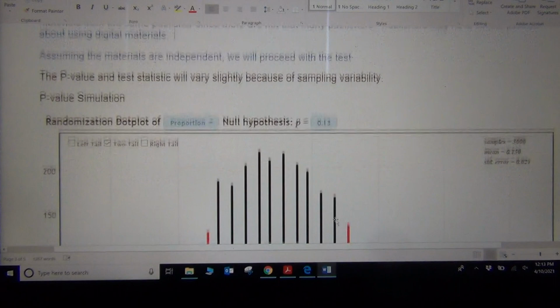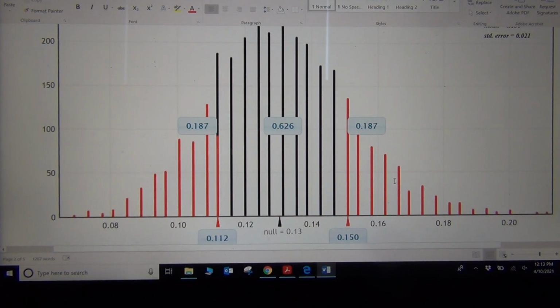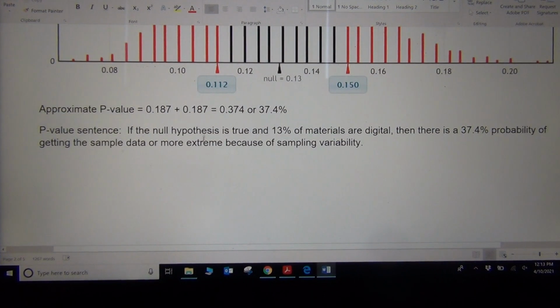Looks like here's the one they did in the answer key. Notice in the answer key it had 0.187. That's okay, that's because of sampling variability. Whenever you do thousands of random samples, your random samples are not going to be identical to the random samples they did in the answer key. Though this is pretty close.